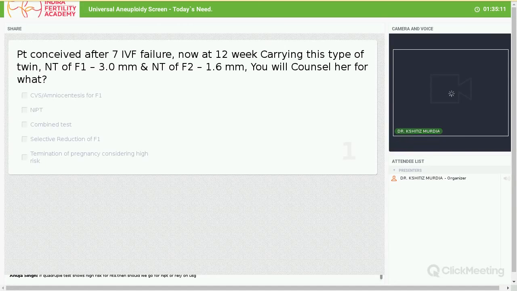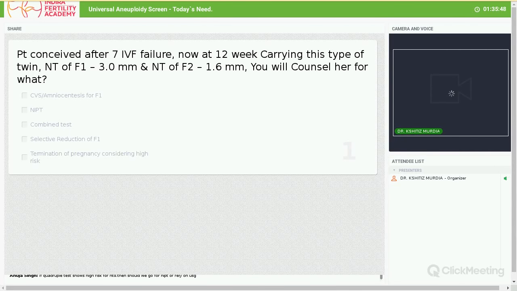In this case, this discrepancy in NT between the two fetuses gives you the idea that this pregnancy carries a risk of TTTS rather than aneuploidy. So here again, since it's only 3 mm NT, the best way to go ahead is to do the combined test for this fetus, and then both the babies. Look for the USG markers as we have discussed. For twins, the best test available is the combined test.